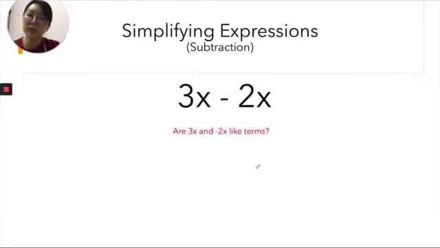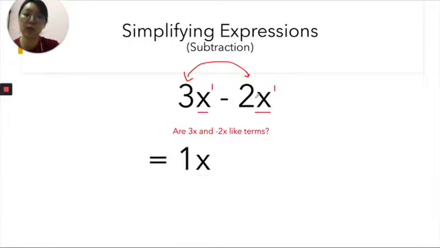Next, subtraction, 3x minus 2x. Are these two like terms? Check. Variable, variable. To the power of 1, to the power of 1. Yes, they are. So I can minus the coefficient. So 3 minus 2, I'll get 1x, and 1x is 1 times x. So I can also write that as x.